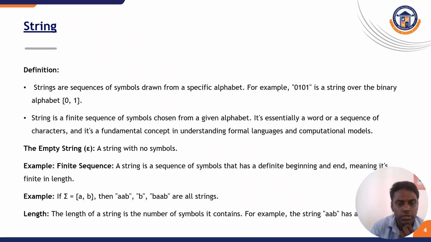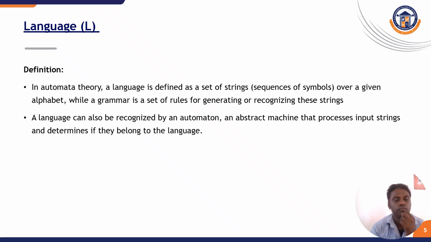In the finite sequence, a string is a sequence of symbols that has a definite beginning and end, meaning it is finite in length. For example, if the alphabet is a, b, then a, b, ab are all strings. The length of a string is the number of symbols it contains. For example, aab has a length of 3. Then, by understanding these two, the next thing we have to understand is what a language is.